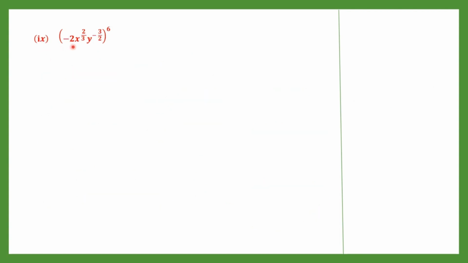Question 9, minus 2, x to the power of 2 by 3, y to the power of minus 3 by 2, the whole thing raised to the power of 6. Now let's separate each one carefully. So this is minus 2 raised to the power of 6 into x to the power of 2 by 3. This whole thing is raised to the power of 6 into y to the power of minus 3 by 2. This whole thing raised to the power of 6.